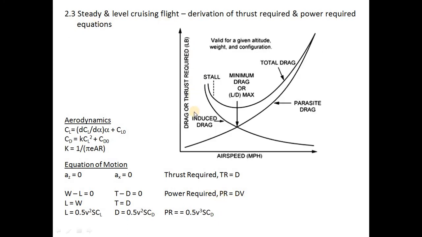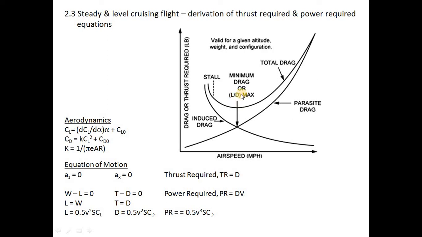Alright. Now, the plot of drag or thrust required versus airspeed. This is the most important plot for cruising analysis. It tells many things. Now, this is the plot, and this plot is called the thrust required or drag. This is the drag of the plane, in Newtons or in pounds.